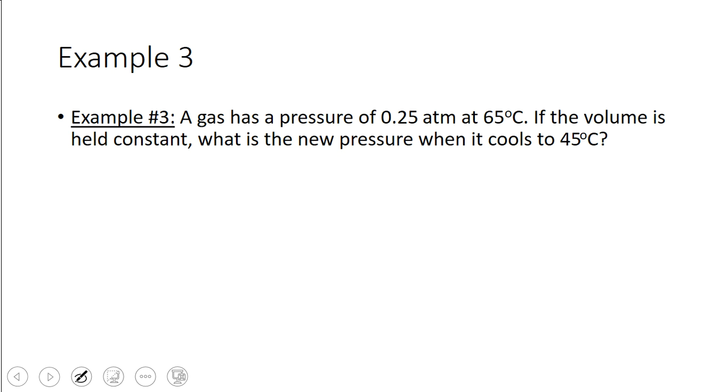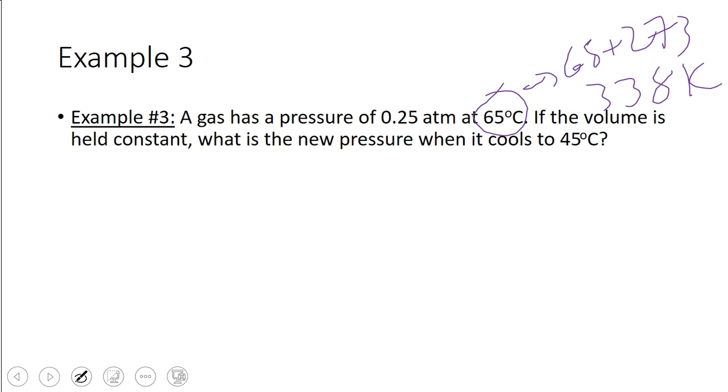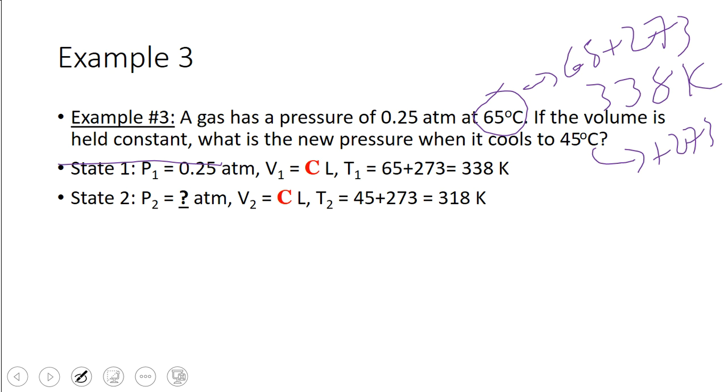All right, so example 3. Now we talk about a gas that has a pressure of 0.25 atmosphere at 65 Celsius. Once you see that Celsius, hopefully you realize we have to go to Kelvin. So that's 65 plus 273, which is 338 Kelvin. And if the volume is held constant, what is the new pressure if it cools to 45 degrees Celsius? We have to make that Kelvin. So 45 plus 273 becomes 318. So the key here is notice that your volume is held constant.